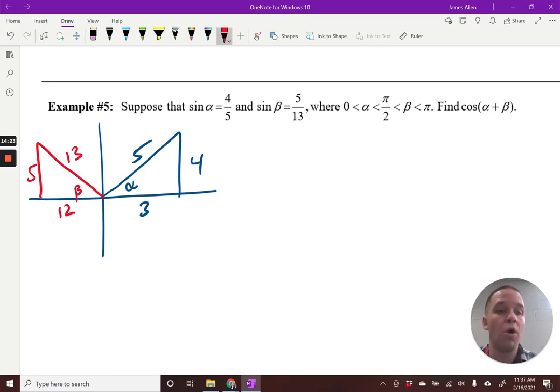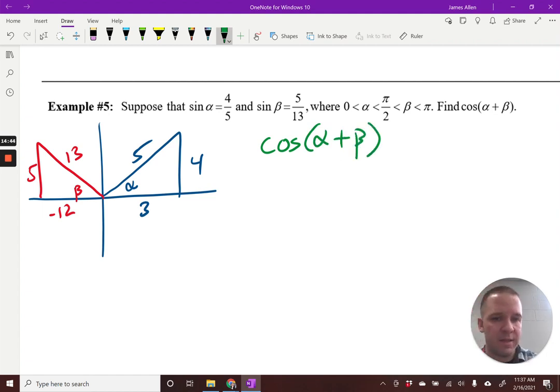Awesome. Fantastic. Wonderful. Hold the phone. Negative 12. Why didn't anybody speak up? Why didn't you say, yo, Mr. Allen, you forgot a negative sign? That would have been terrible. Okay, so now we want to find cosine, change the color again, of alpha plus beta.